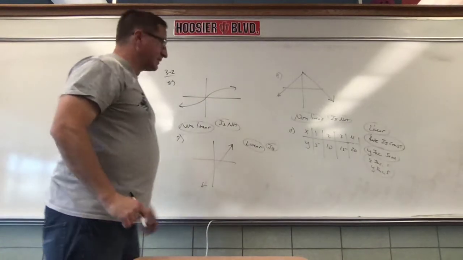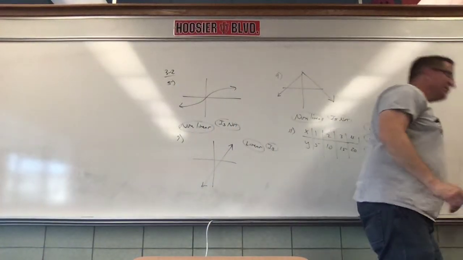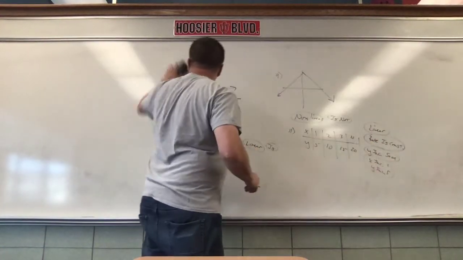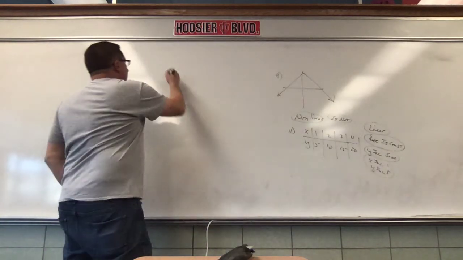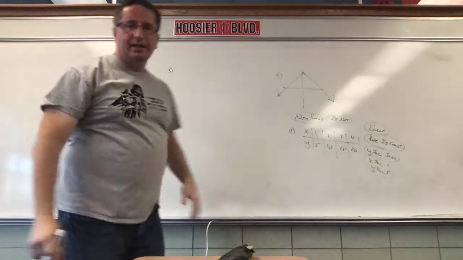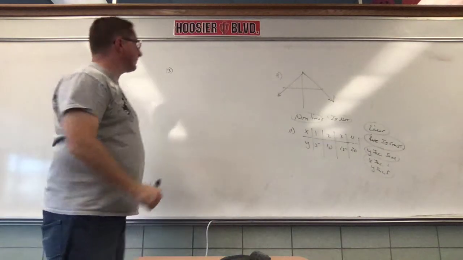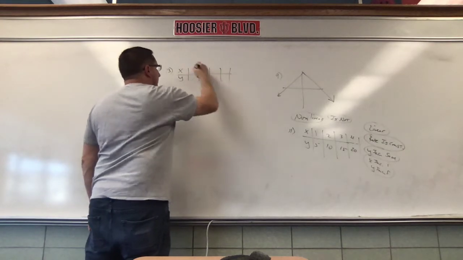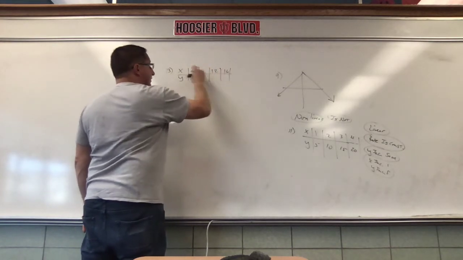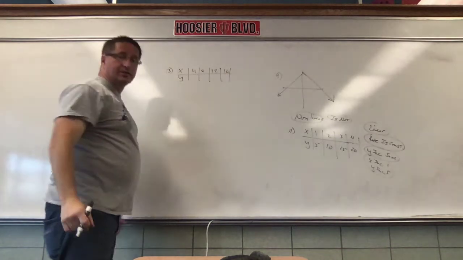Number 13, let's move this down here. All right, number 13. And again, they give us data. We have x and y: 4, 8, 12, 16. So that's good. It's going up by 4 each time. So that's good so far.